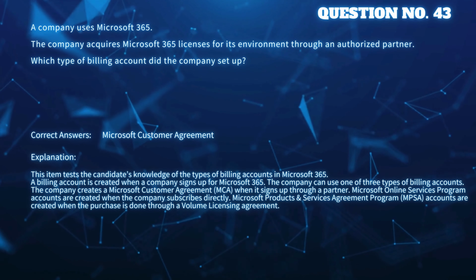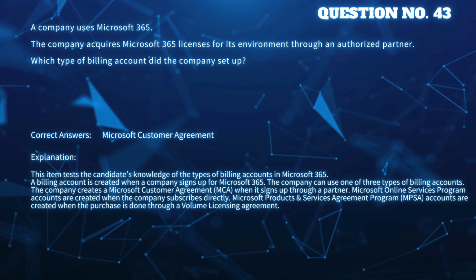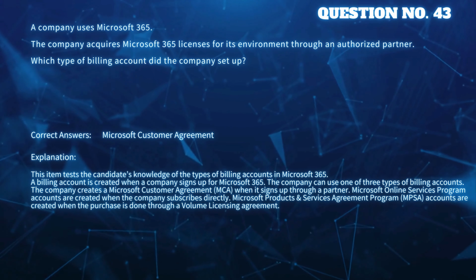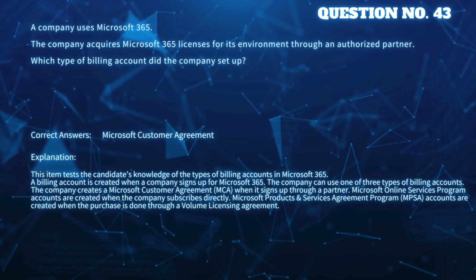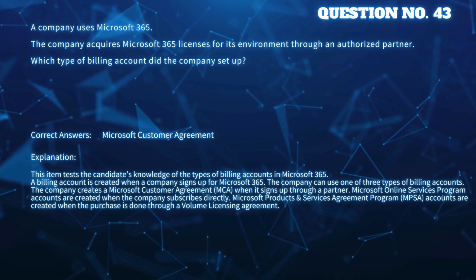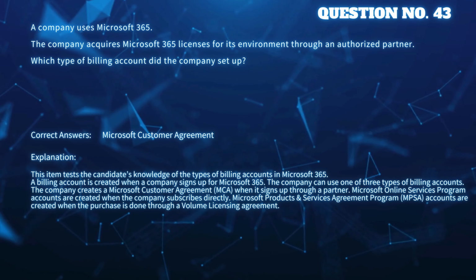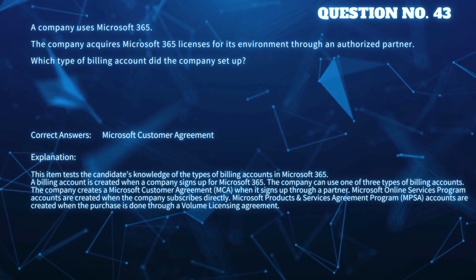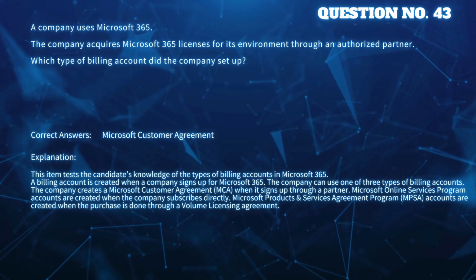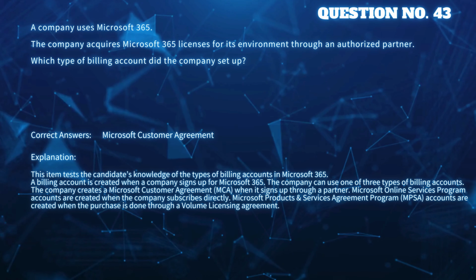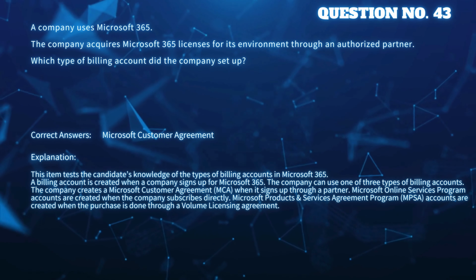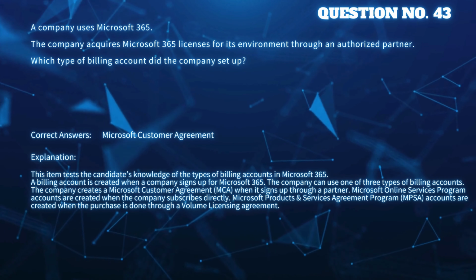Explanation: this item tests the candidate's knowledge of the types of billing accounts in Microsoft 365. A billing account is created when a company signs up for Microsoft 365. The company can use one of three types of billing accounts. The company creates a Microsoft Customer Agreement, MCA, when it signs up through a partner. Microsoft Online Services Program accounts are created when the company subscribes directly. Microsoft Products and Services Agreement Program, MPSA, accounts are created when the purchase is done through a volume licensing agreement.